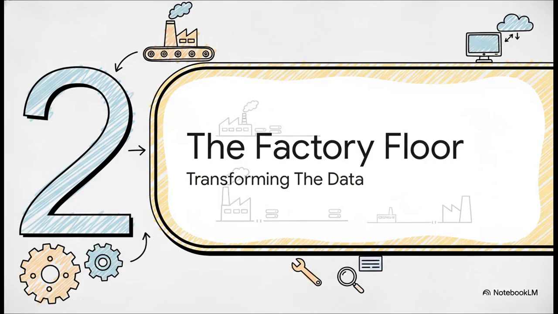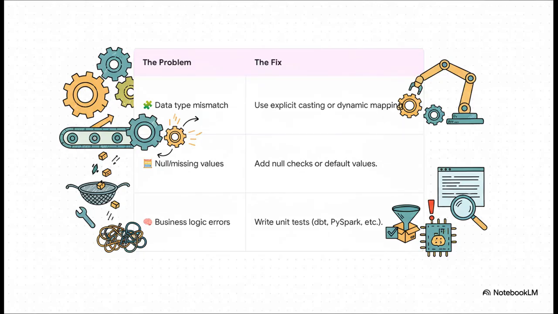All right, let's head on to the factory floor. The raw materials are in, and now the real work begins. This is transformation. This is where we clean and shape and enrich the data to turn it into something actually valuable. It's also, you guessed it, where a lot can go wrong. This is where all the logic lives.